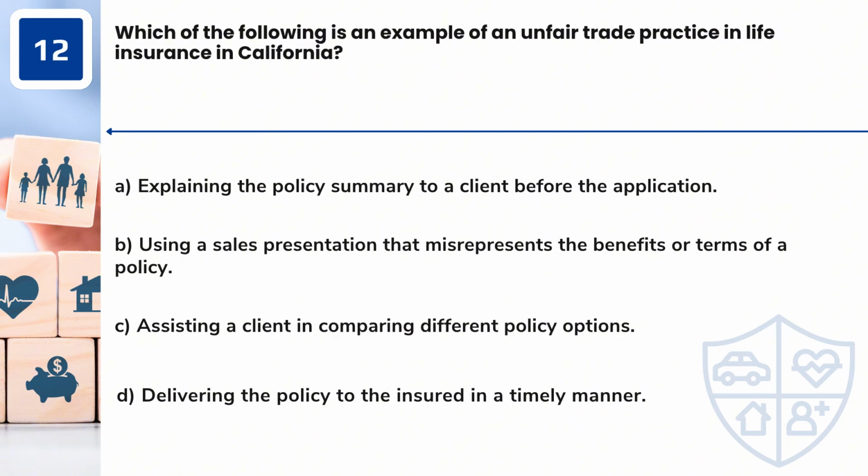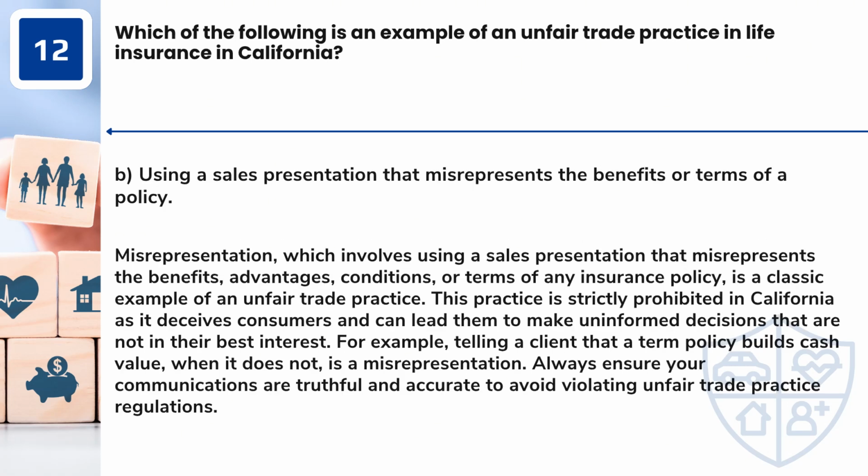Question 12. Which of the following is an example of an unfair trade practice in life insurance in California? A. Explaining the policy summary to a client before the application. B. Using a sales presentation that misrepresents the benefits or terms of a policy. C. Assisting a client in comparing different policy options. D. Delivering the policy to the insured in a timely manner. Answer: B. Using a sales presentation that misrepresents the benefits or terms of a policy.